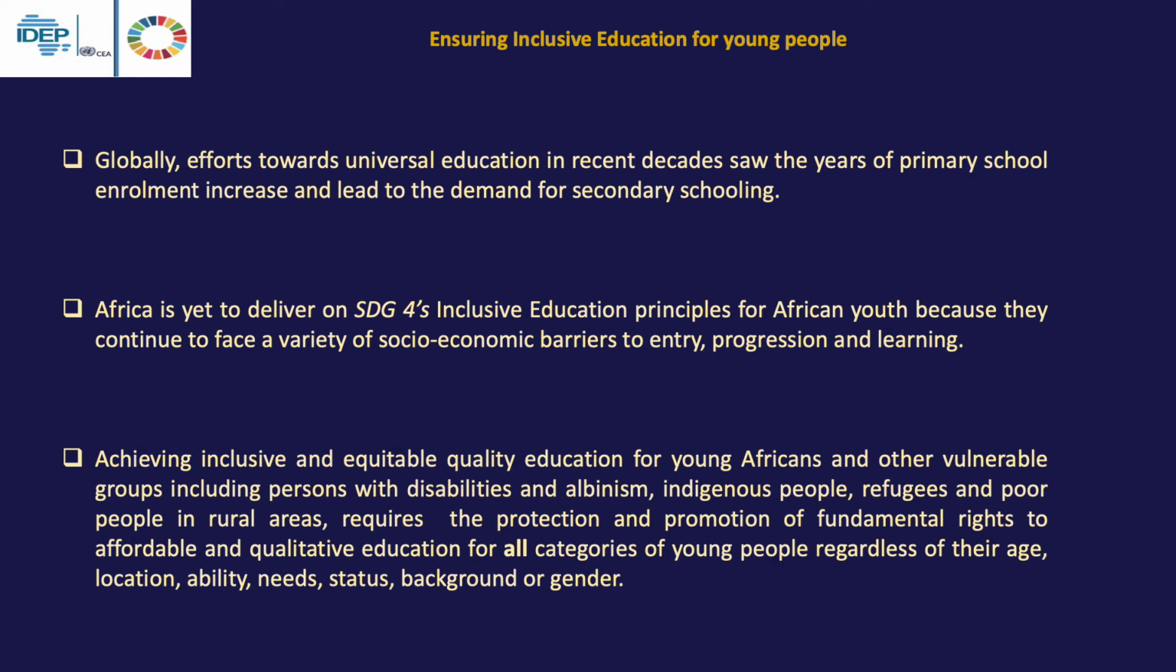So, achieving inclusive and equitable quality education for young Africans and other vulnerable persons, including persons with disabilities and albinism, indigenous people, refugees, and poor people in rural areas, requires the protection and promotion of fundamental rights to affordable and qualitative education for all categories of young people, regardless of their age, gender, location, ability, needs, status, or background.